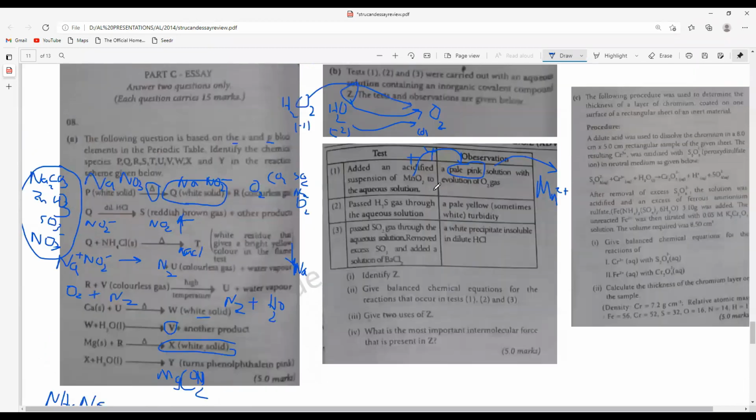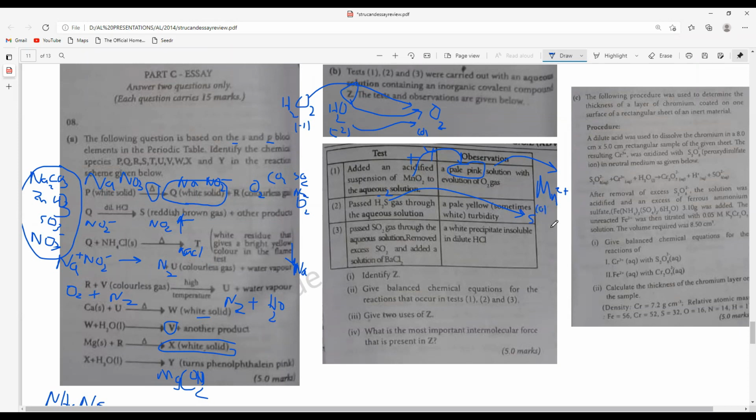Okay, right. The next thing is: pass H2S gas through the aqueous solution. A pale yellow, sometimes white turbidity, which means now again it gives the idea it is going from -2. Pale yellow or sometimes white turbidity is sulfur. So it is oxidized.